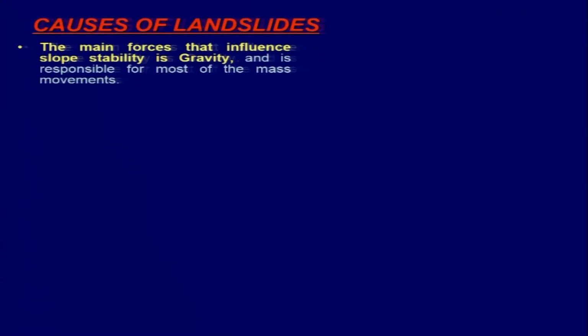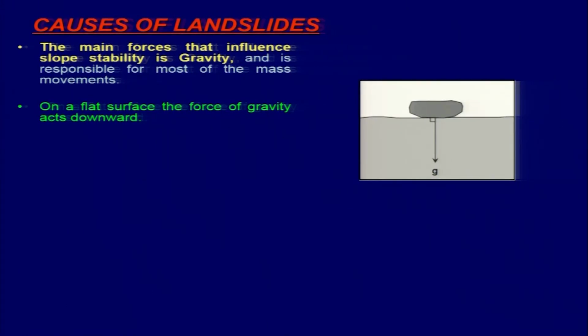So, causes of landslide. The main factor that influences slope stability is gravity, and it is responsible for most of the mass movement. On a flat surface, the force of gravity acts downward, that is your normal stress. So if you have a very flat surface, whatever the material you have, you don't have any driving force here. So the material will remain in stable condition. It will not move because this is very strong here.